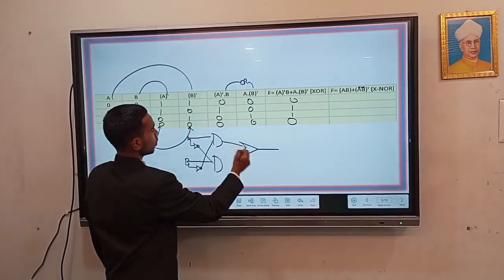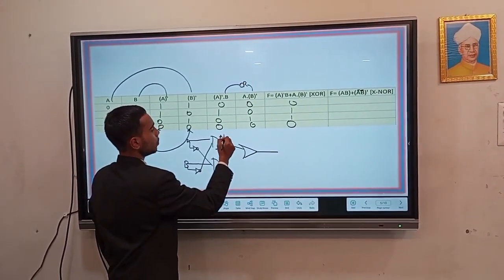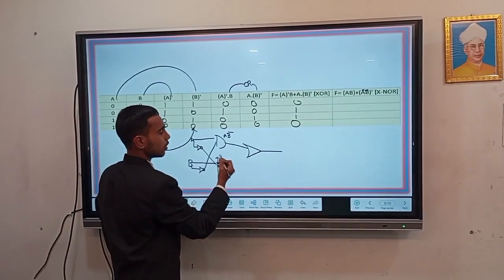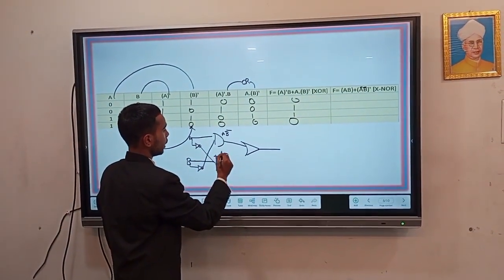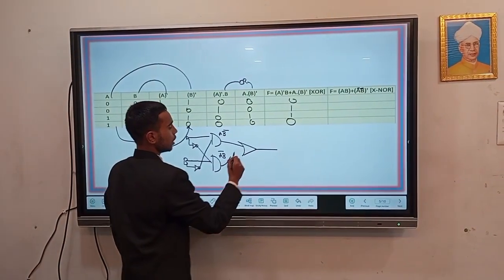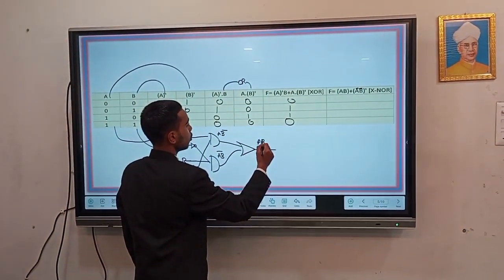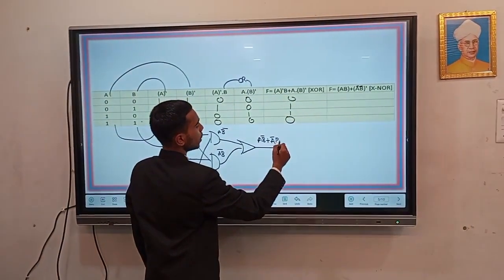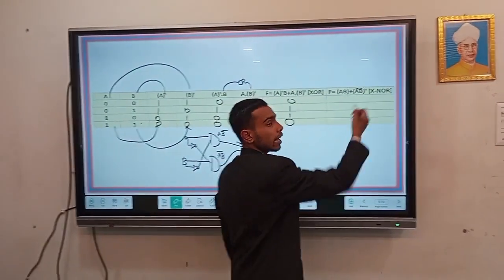So this gate is receiving input and it is going to give output A and B complement, and this AND gate is going to get the input from B and A complement. So it will be A complement and B, and then it is going to give the OR. We are getting A B complement plus A complement B. Okay, and then we are going to solve for the XNOR.